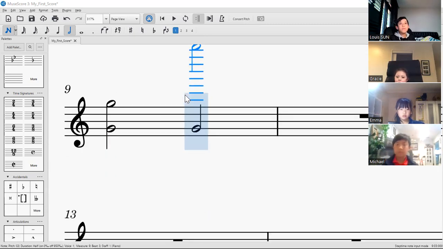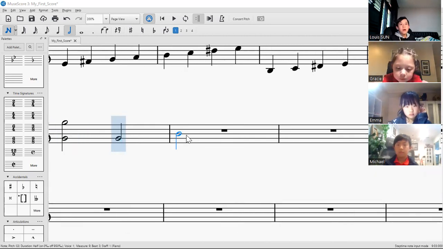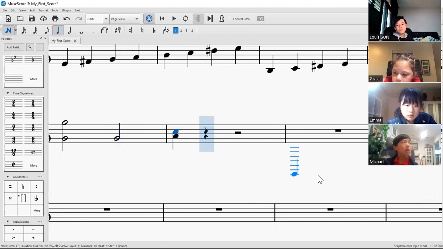So let's play a rapid fire game. I'm going to write a couple of intervals on the board, and rapid fire, whoever can name its inversion first. First one, rapid fire.